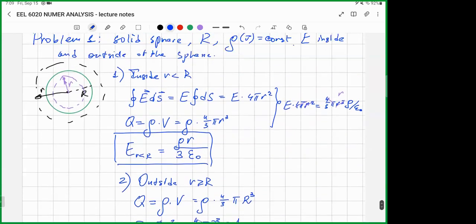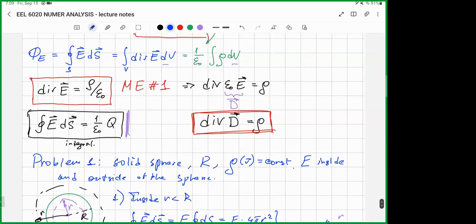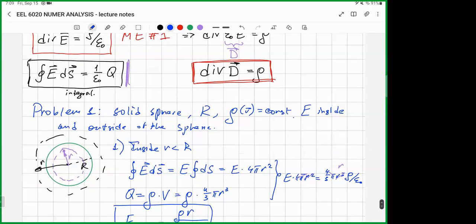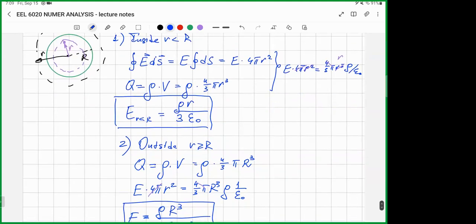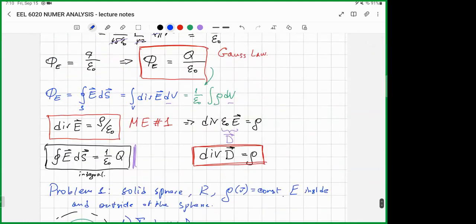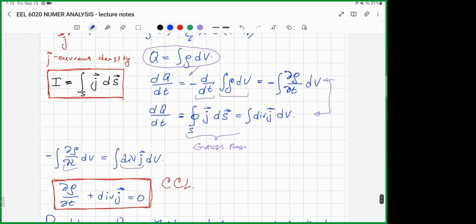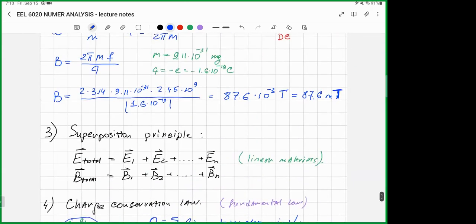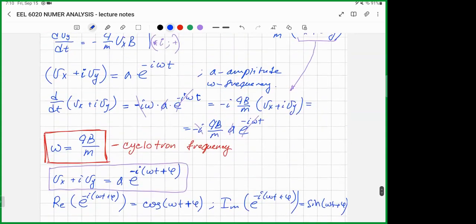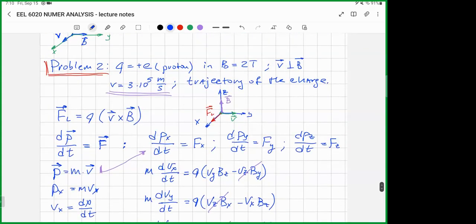So this integral form of Gauss law allows us to easily calculate the electric fields outside of some symmetric objects, which is pretty cool. All right, so I guess this is enough for today. The rest about these Maxwell equations we will discuss next week. I think it's enough for today.